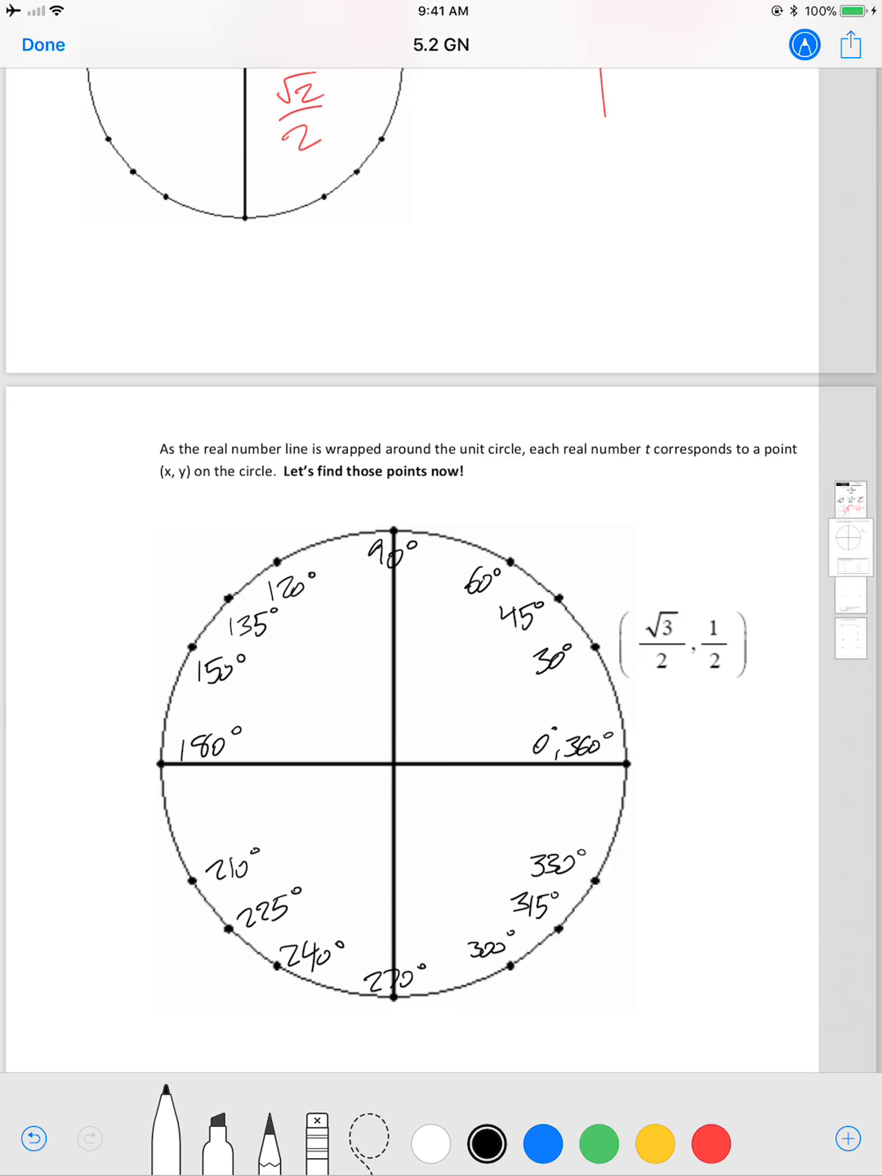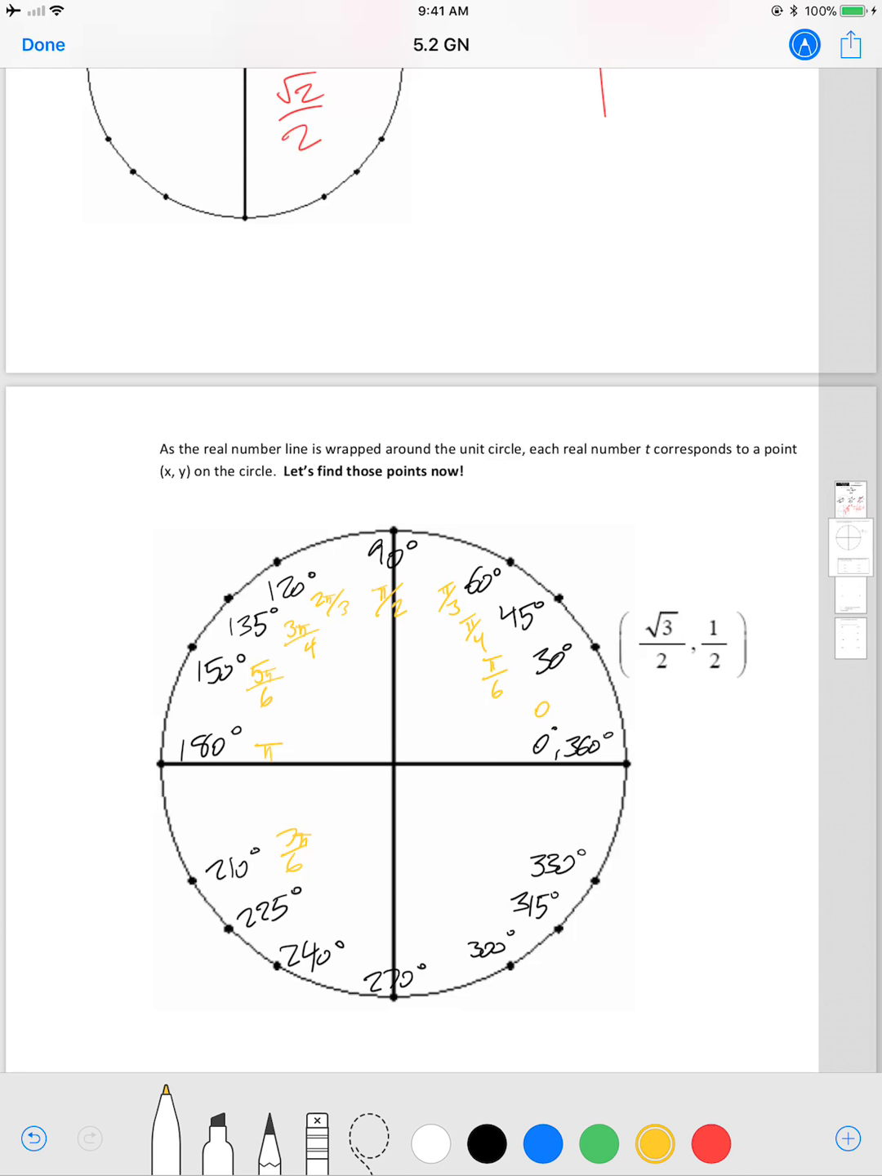Okay, and I'll go ahead and fill in radians now. Let's do yellow here. So this is 0 radians, pi over 6, pi over 4, pi over 3, pi over 2. This is 2 pi thirds. This is 3 pi fourths. This is 5 pi over 6. This is pi.